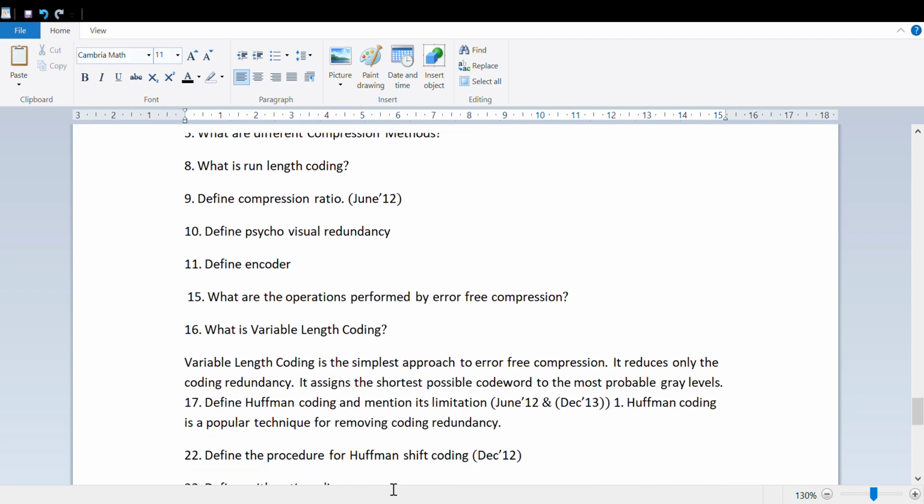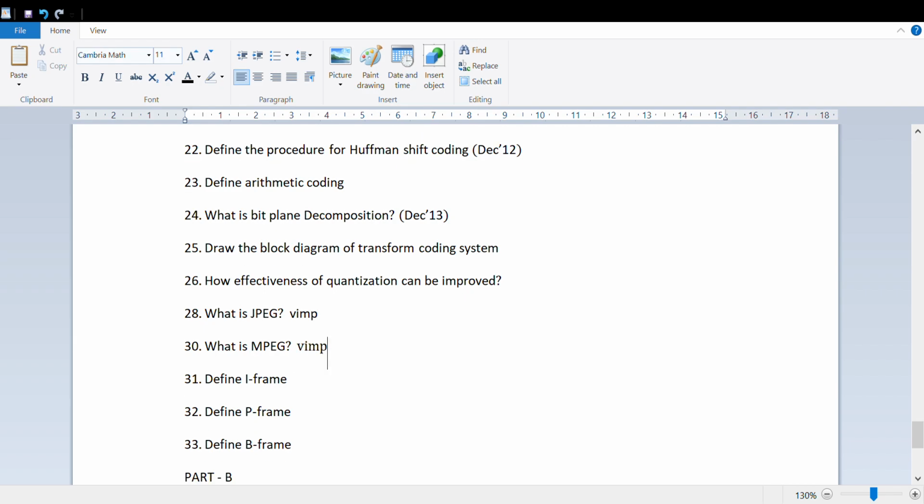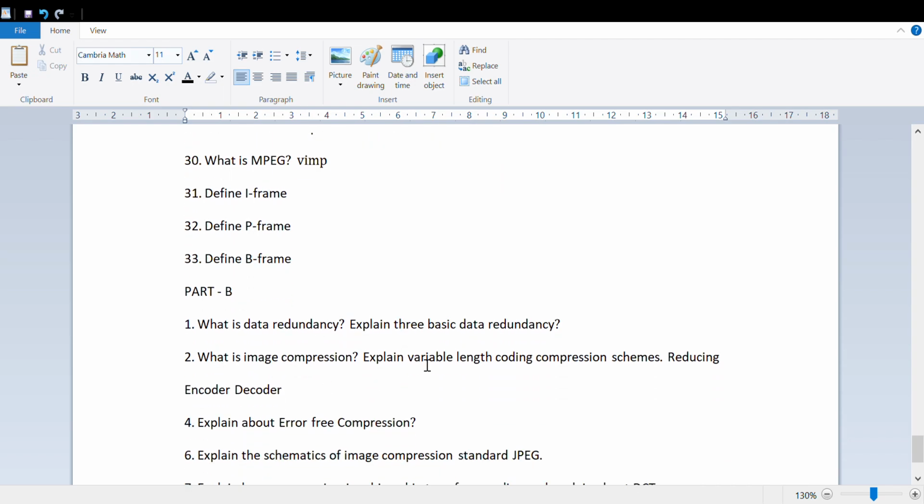What are the operators for the inverse? What is variable length coding? And the Huffman coding system. From Part B, what is data redundancy? Explain data redundancy. What is image compression? Explain the compression for reducing the decoder.